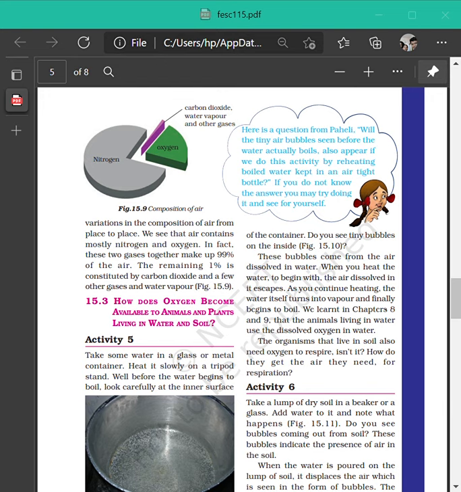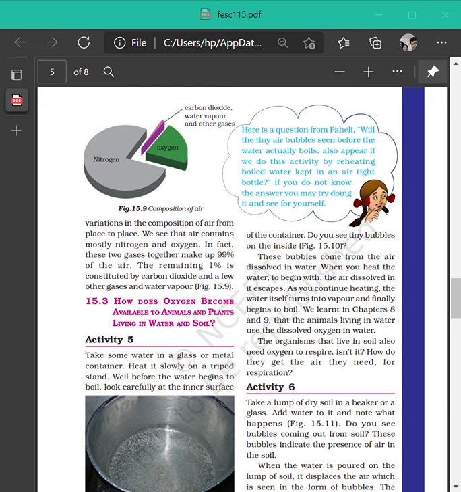Yes, Ankita, any doubt? You are raising your hands. No, no. Okay, so this is the experiment by which we can prove that dissolved air is present in water. Okay, is it clear? Yes, ma'am.